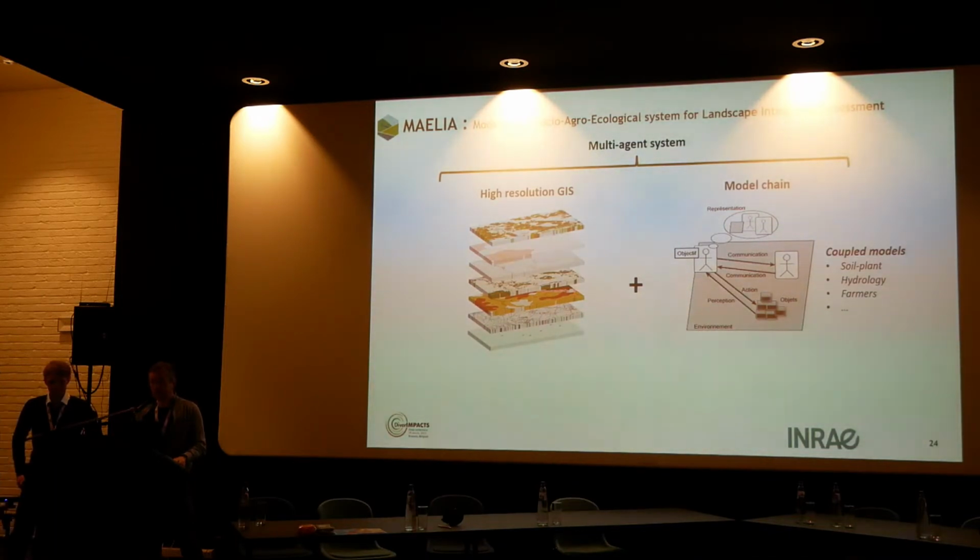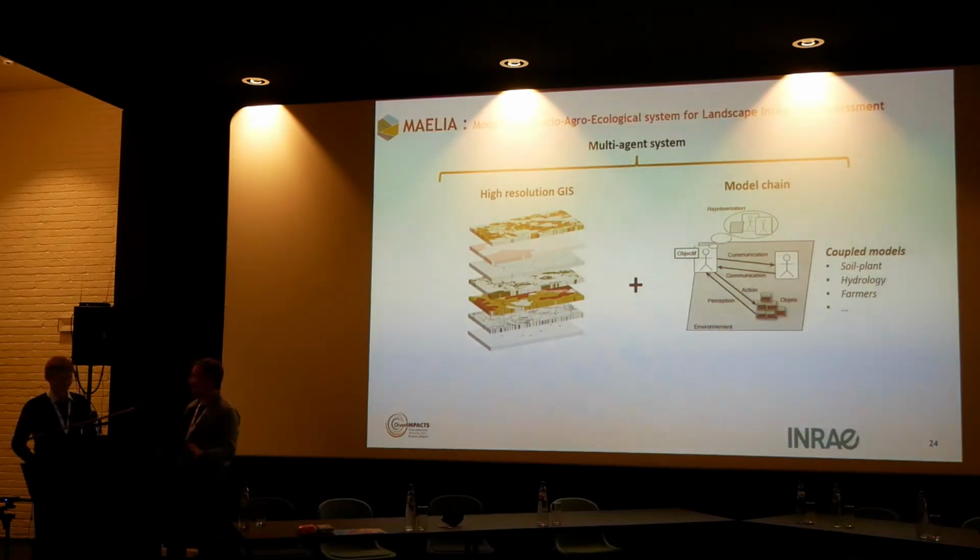In Maelia, each field and farm are represented whatever the size of the investigated territory. Simulation of their dynamics along years provides outputs used to assess a large range of indicators regarding, for example, water, nitrogen and carbon cycles, greenhouse gas emissions, gross margins, or workload. It's your turn. 5 sentences.